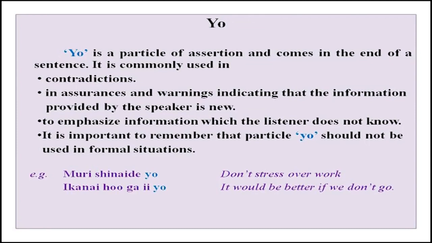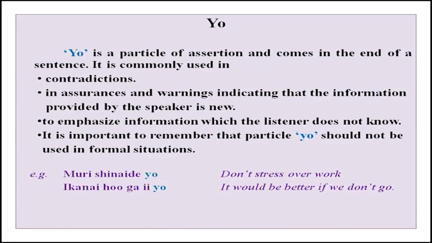Yo is a particle of assertion and comes at the end of a sentence. It is commonly used in contradictions, in assurances and warnings, indicating that the information provided by the speaker is new, to emphasize information which the listener does not know. It is important to remember that particle yo should not be used in formal situations and most of the time not to seniors, especially teachers, or people who are senior to you in age or in rank. For example, ikanai hoga ii yo, it is better that we do not go. Muri shinai de yo, don't stress over work.